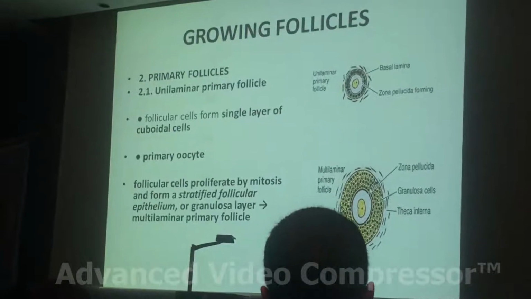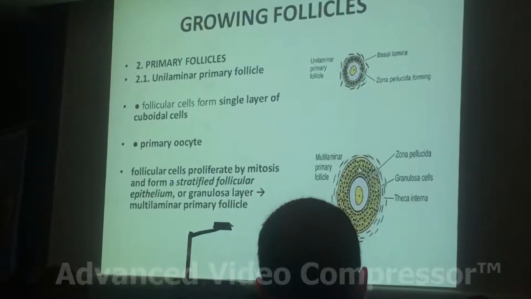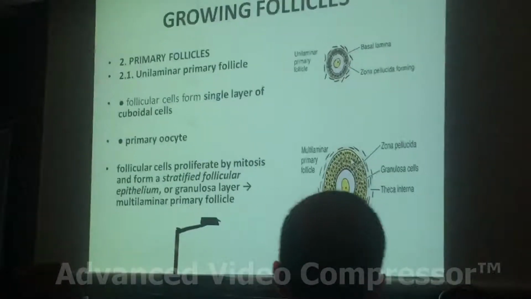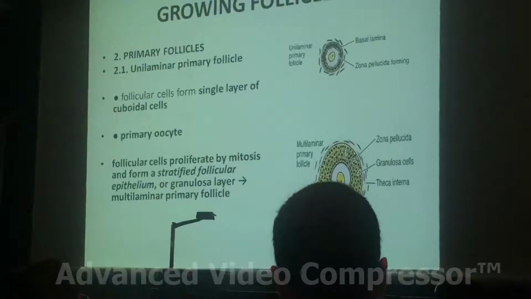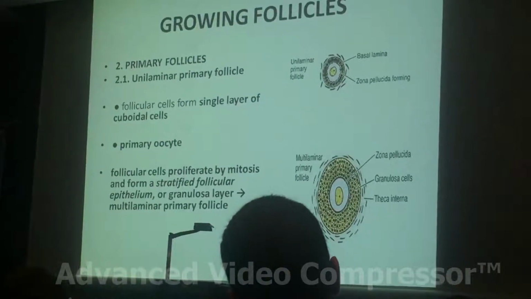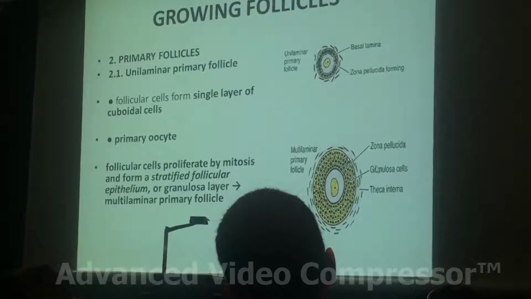Once they become stratified, these cells will show a lot of secretory granules within their cytoplasm. So you can name them, instead of follicular cells, granulosa cells. That's right, it's the same thing. When I say granulosa cells, I mean the follicular cells. The stratified epithelial cells surround the oocyte. Now, on the outside you have a basal lamina. This is the stroma, the connective tissue stroma of the ovary that surrounds the follicle.